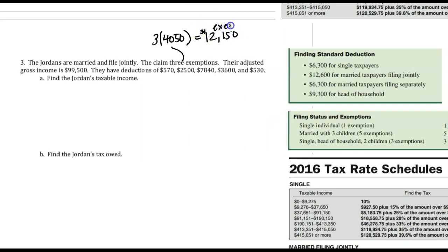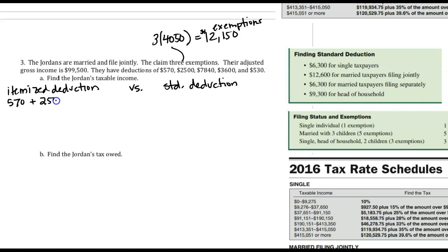And I'm going to label that as exemptions. Let's talk about those deductions. We can either have an itemized deduction compared to the standard deduction. So let's look at those itemized deductions. $570, $2,500, $7,840, $3,600, and $530. Putting all those itemized deductions together, I get a total of $15,040 in deductions.